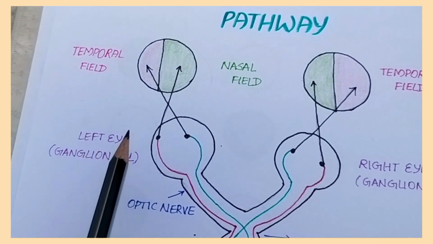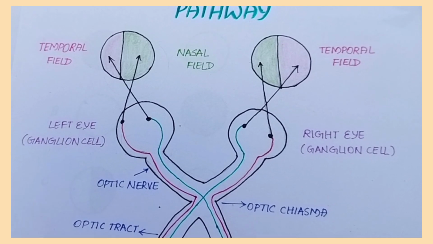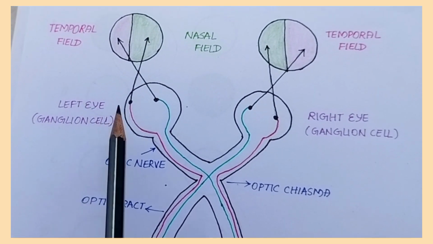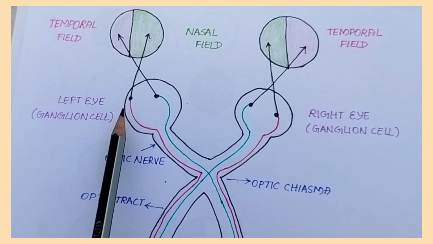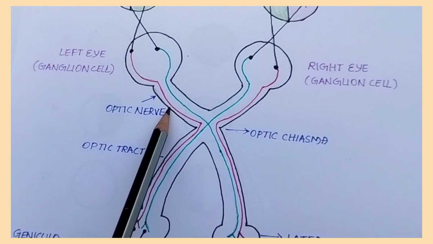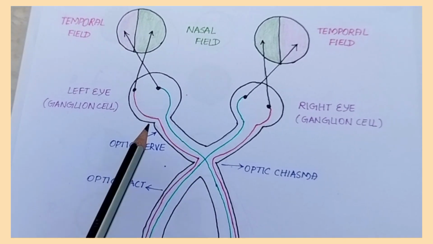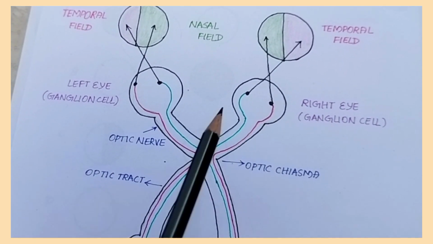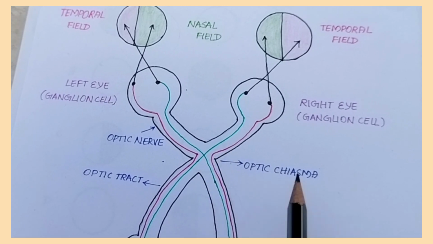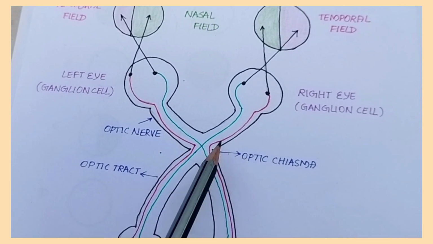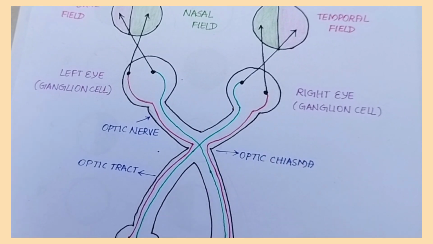In retina there are 10 layers. We are going to discuss mainly about the ganglion layer, which carries the nasal and temporal fibers, and which forms the optic nerve. The optic nerves join to form the optic chiasma. In optic chiasma, only the nasal fibers cross and temporal fibers remain separate.